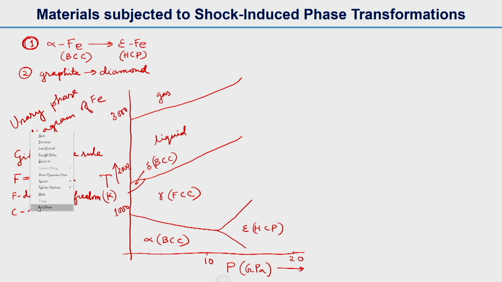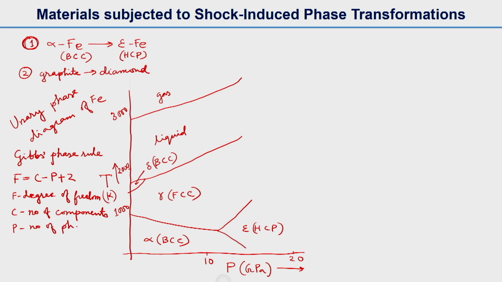Then C is the number of components in the system, and P is the number of phases, and the 2 denotes temperature and pressure. If we have a fixed or constant pressure, the Gibbs phase rule will be F equals C minus P plus 1.